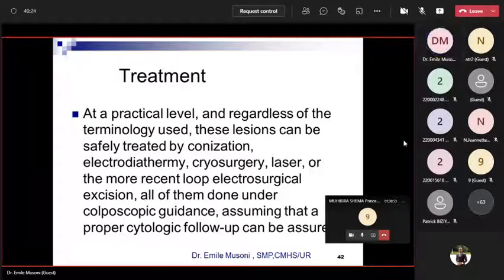Treatment of CIN: there are different types of treatment of this lesion. There is what we call conization. You remove the infected part, electrodiathermy, cryosurgery, laser, or electrosurgical excision. This one you will see in your gynecology course. This one is done under colposcopic guidance. You will see that colposcopy in your gynecology practice.